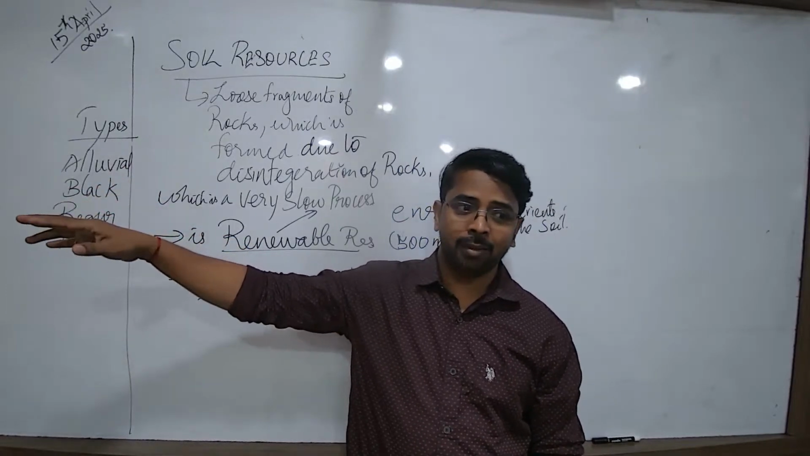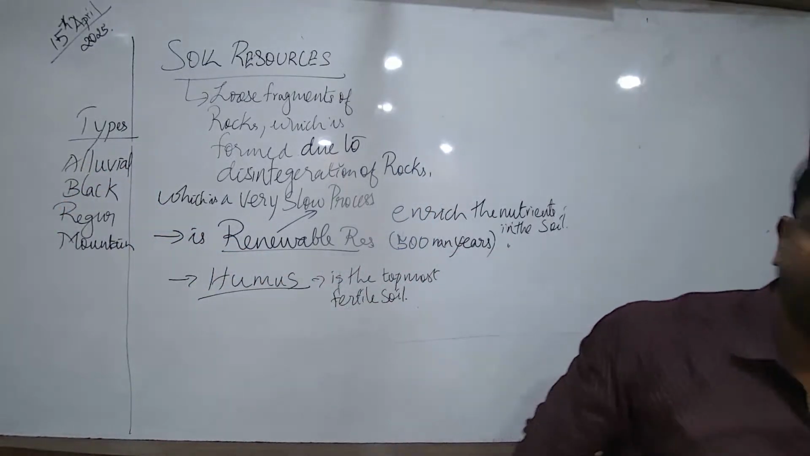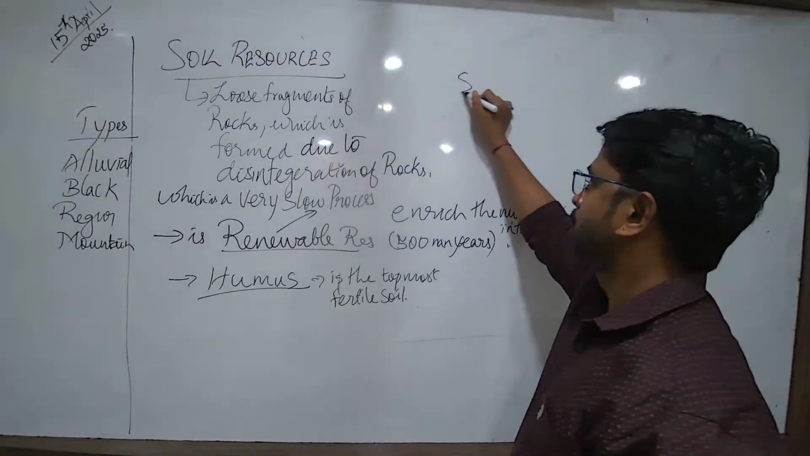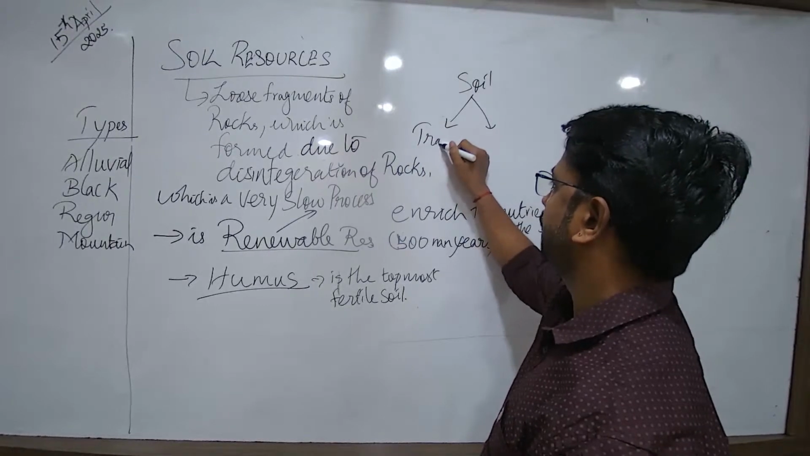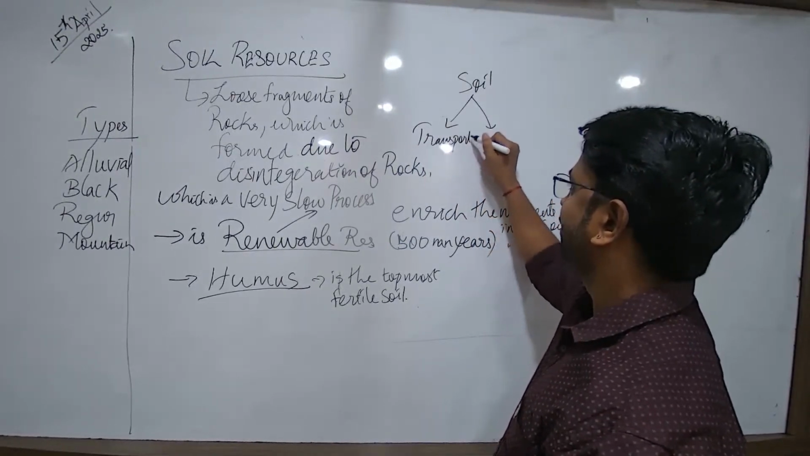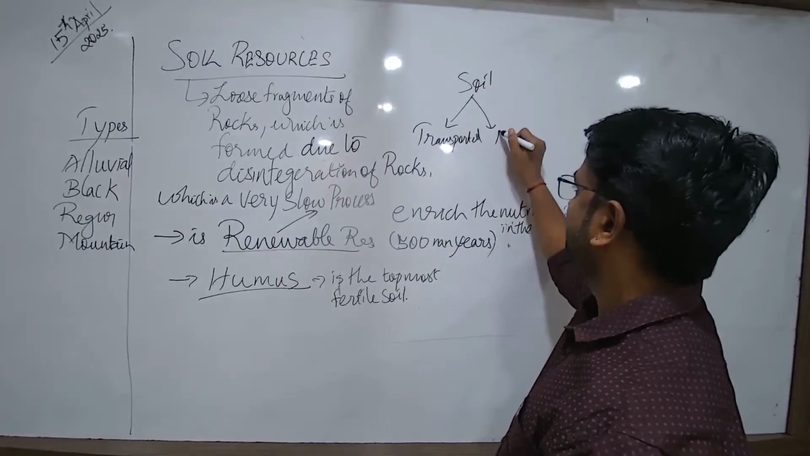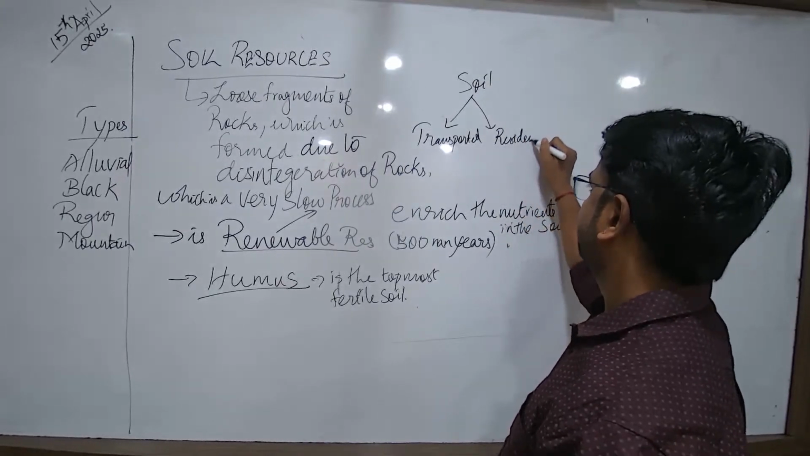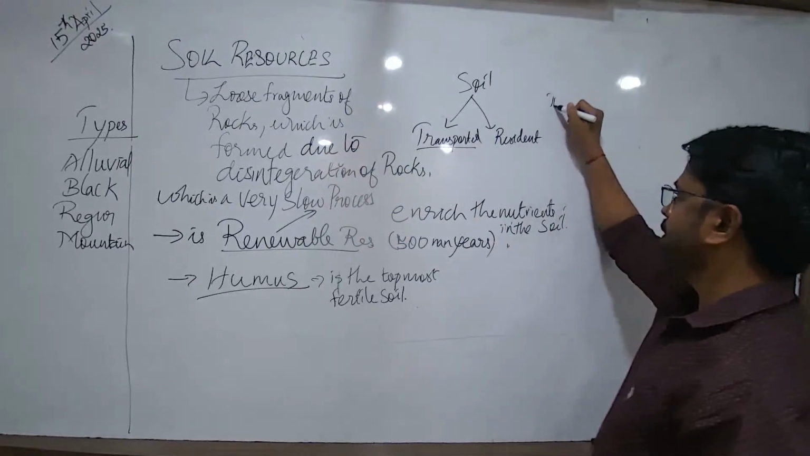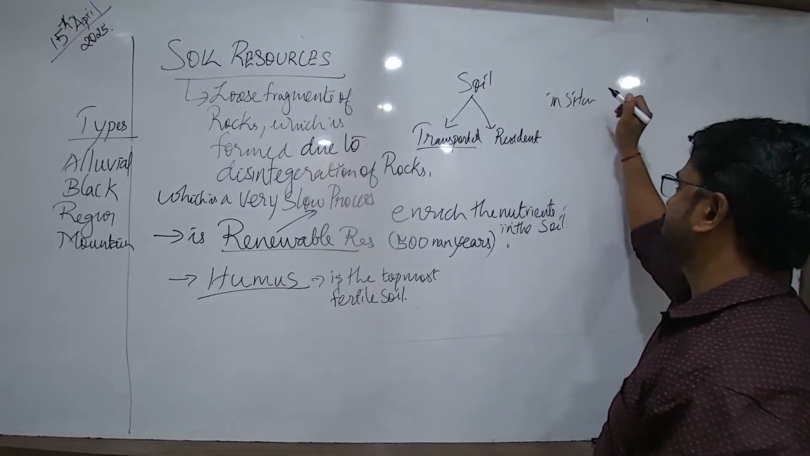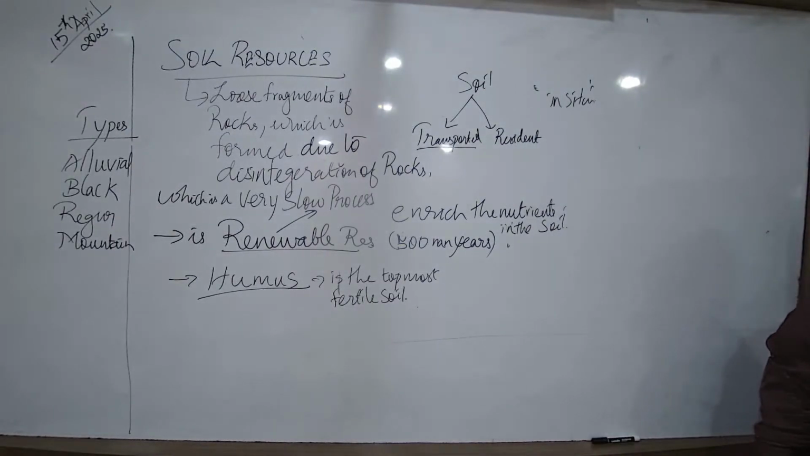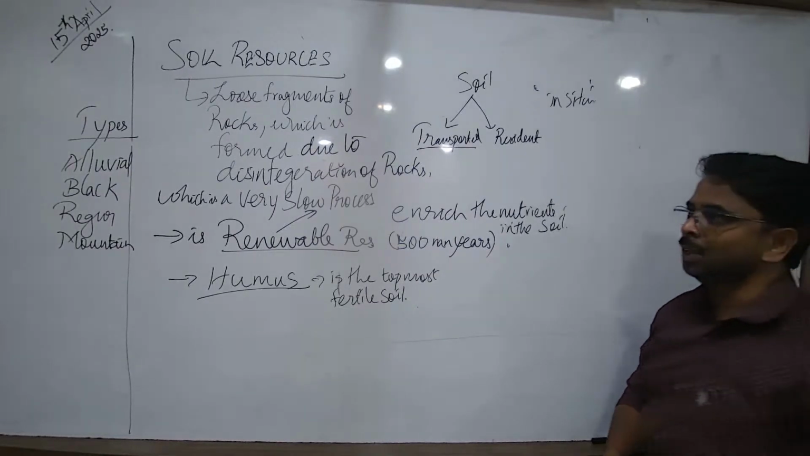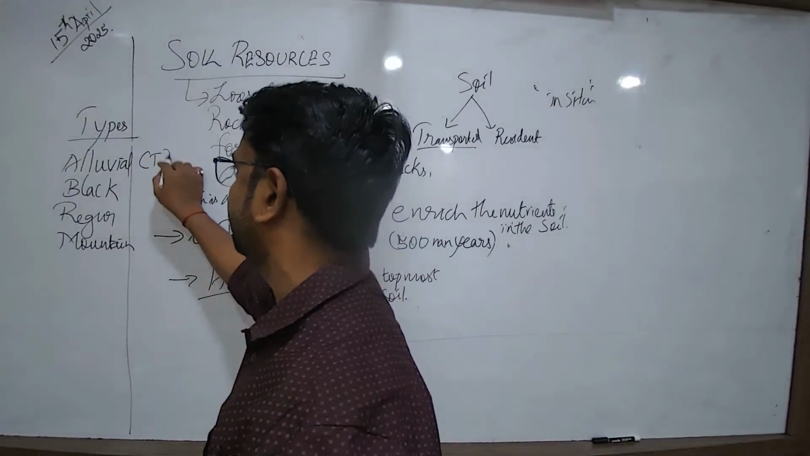The word is alluvial. Normally soil we will divide into two types. One is transported soil, and the other is resident soil. I mean, in geography, we use the word in situ. What are these two words? Now, when I say the word soil, alluvial soil is definitely a transported soil.